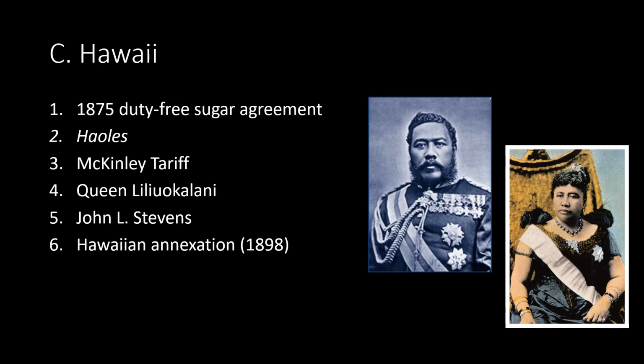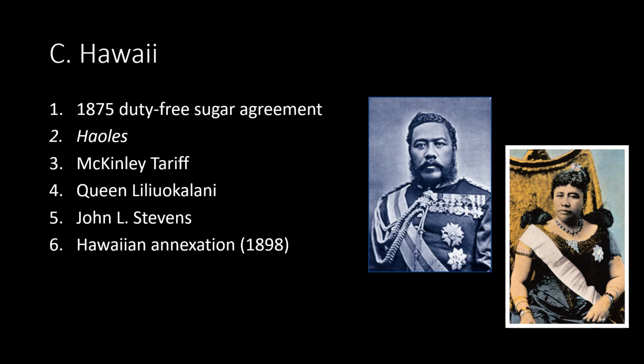Then the McKinley Tariff in 1890 eliminated the duty-free status on sugar. Now, American sugar plantation growers would have to pay tariffs to import their Hawaiian sugar into the United States. Americans in Hawaii want the U.S. to annex them. The problem is, Hawaii is a sovereign nation. Enter Queen Liliuokalani. Hawaii's new and last ruler tried to limit the growing U.S. power starting in 1891 by first removing the voting qualification of the haoles.